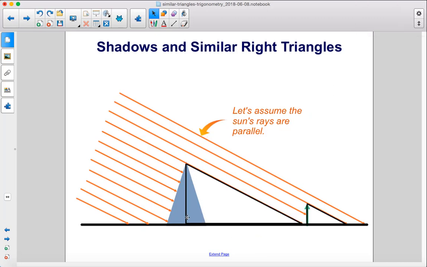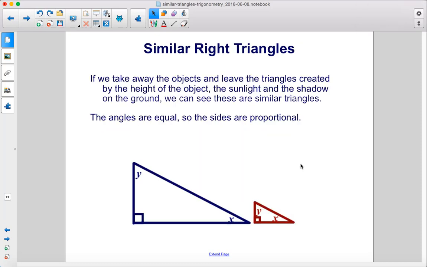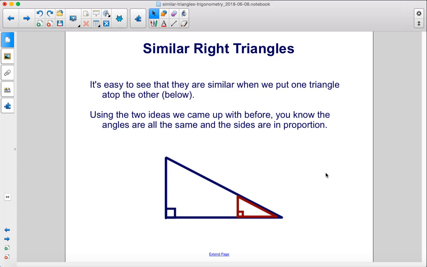Here you can see the triangles. If we take away the objects and leave the triangles created by the height of the object, the sunlight, and the shadow on the ground, we can see that these are similar triangles. The angles are equal, so the sides are proportional. It's easy to see that they are similar when we put one triangle atop the other. Using the two ideas we came up with before, you know the angles are all the same and the sides are in proportion.